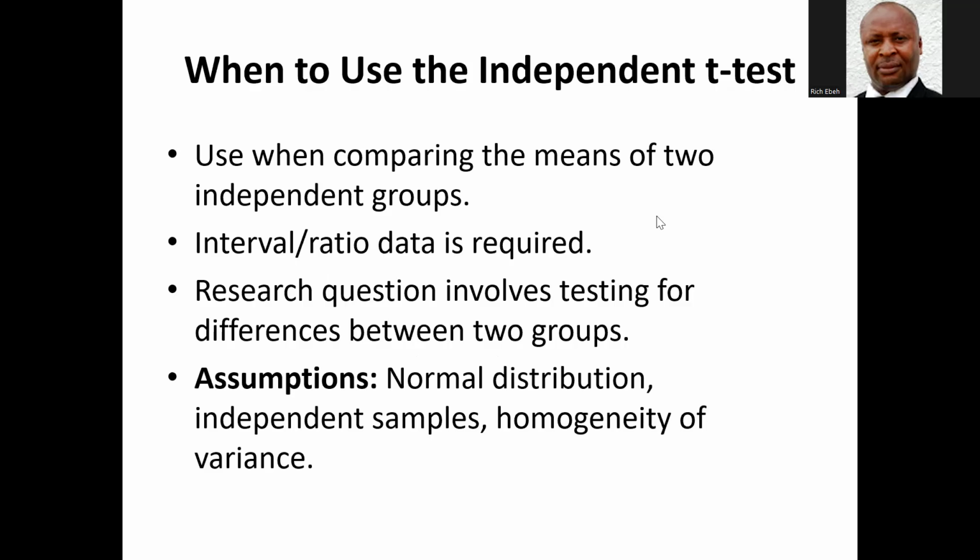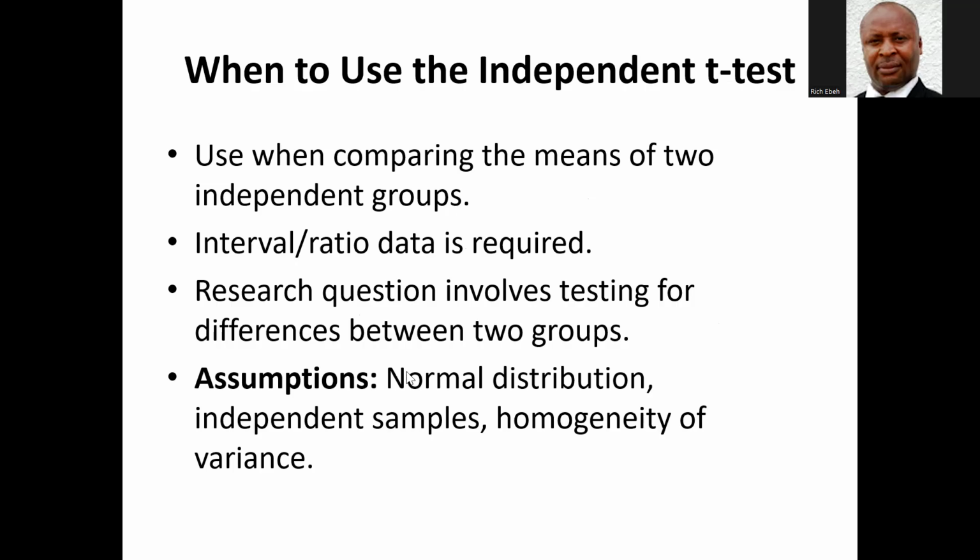So when to use the independent t-test? Use the independent t-test to compare means of two independent groups. The data must be interval or ratio, like I mentioned before. Then the research question must involve testing for differences between two groups. And then you must take note of the assumptions.